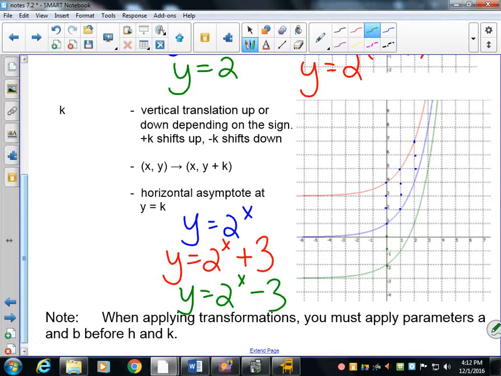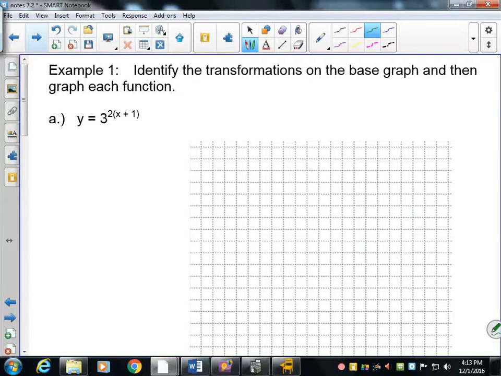Now, when applying transformations, you must apply parameters for a and b before h and k. So you do a and b just like we did before with all our other ones first, and then you do the shifting. Okay, so we do the stretching and compressing, and then we do the shifting. Okay, so what would I do in a graph in this case? Well, we can do a couple different things. We can just write down what we're doing to each point and then deal with it.